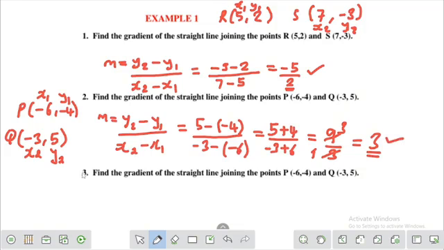Now, it's you to take up your time also to answer question 3. So question 3 reads, find the gradient of the straight line joining the points negative 6, negative 4, and negative 3, 5. So this one, let me change, the points are the same with this one. So negative 2, 6. So find the gradient now.